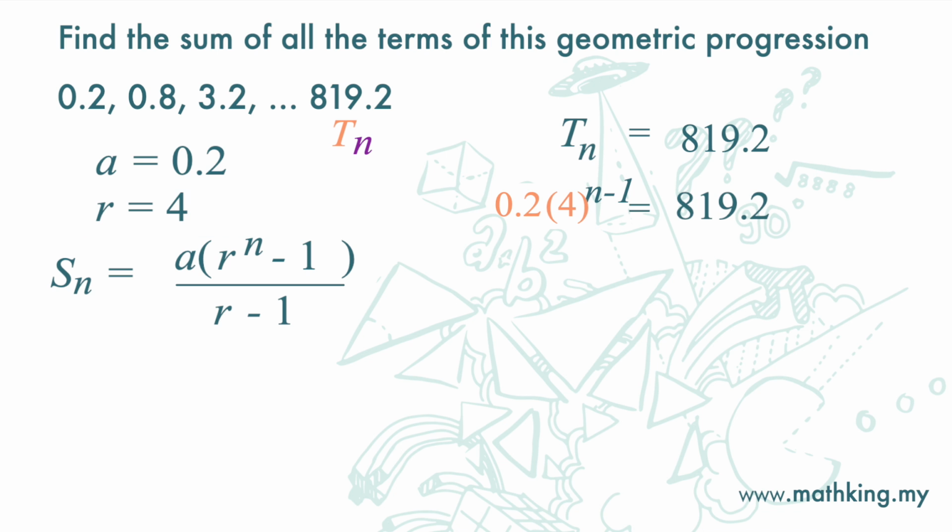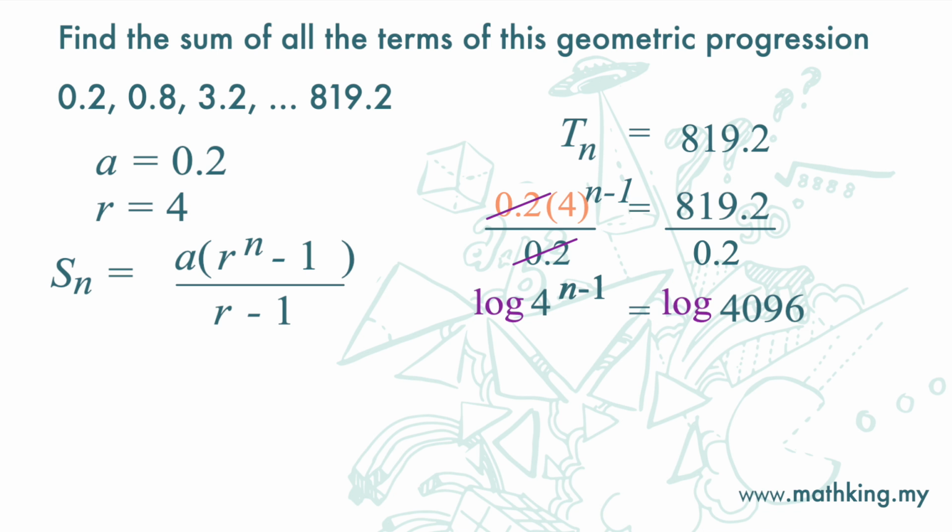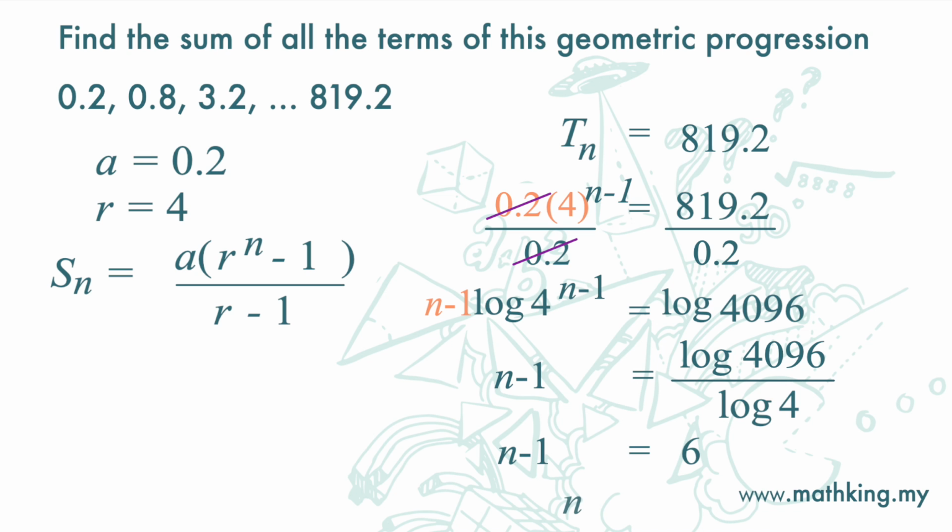Dividing both sides by 0.2, the right hand side becomes 4096. Right, we need to solve this equation to find n. We take log for both sides. And we move log 4 to the right hand side. With the help of a calculator, we get 6. So n is 7. This 819.2 is the 7th term of this progression.